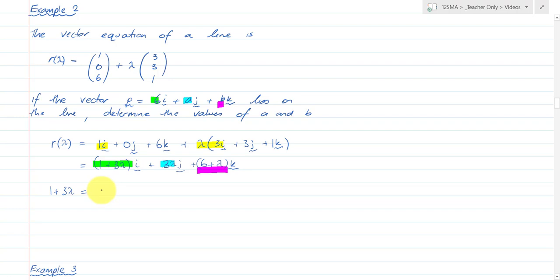So 1 plus 3 lambda is equal to 6. I can actually solve for lambda in this case. 3 lambda is equal to 5, and lambda is therefore equal to 5 on 3. And that means that a is equal to 3 lambda, which equals 5, and b is equal to 6 plus lambda, which is equal to 7 2/3, and I've solved for a and b. And that point will now lie on that vector equation of a line.